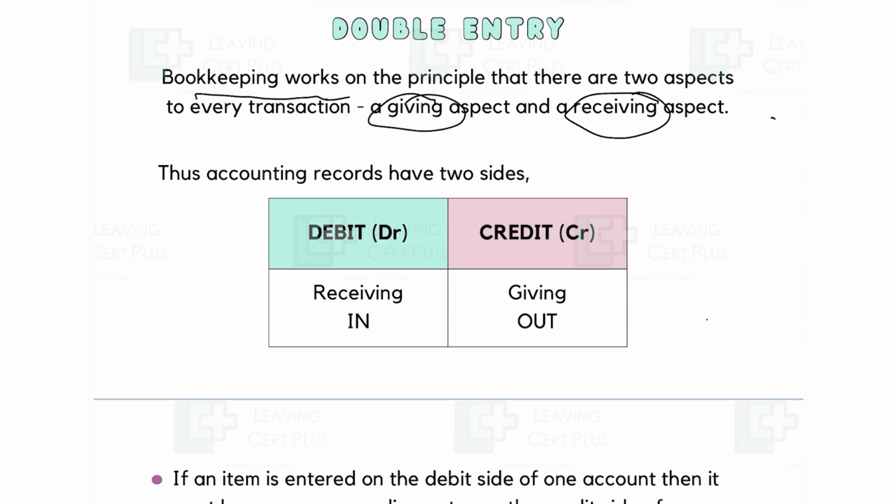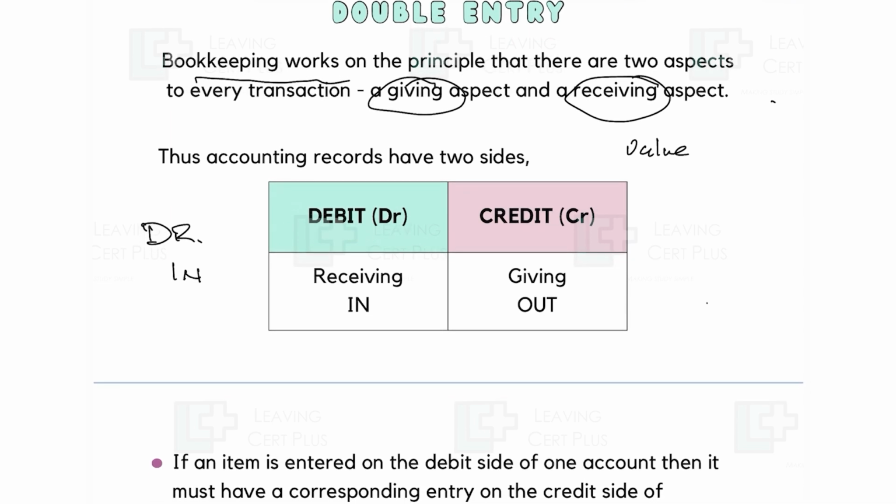So debit is DR and credit is CR. DR, debit, is receiving or in. Always remember that. Your debit is always in. So you'll debit the account that the value is going into. Most of the time, we might be using the term value. Value generally means goods or money. You just use the word value because it covers everything. So you'll always debit the account that the value is going into, and you'll credit the account that the value is going out of.